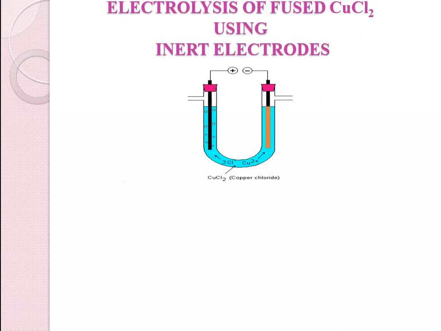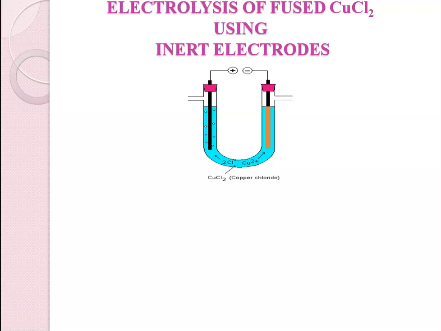Let us see another example of electrolysis of fused copper chloride using inert electrodes. The electrolyte is fused copper chloride and the electrodes are inert. It may be graphite or platinum. The shape of the cell is slightly different. So you have an anode and you have a cathode.